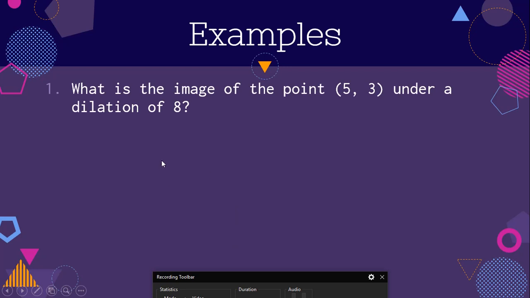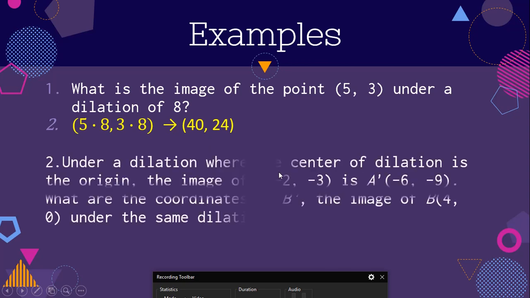Our first example says, what is the image of the point 5,3 under a dilation of 8? That tells me that the scale factor is 8. We're going to multiply 5 times 8 and 3 times 8. I'm showing in this first example what's happening. You don't have to show this step. You really can just tell me where it's going. So my new location will be at 40, 24, if we dilate with the center of dilation at the origin.